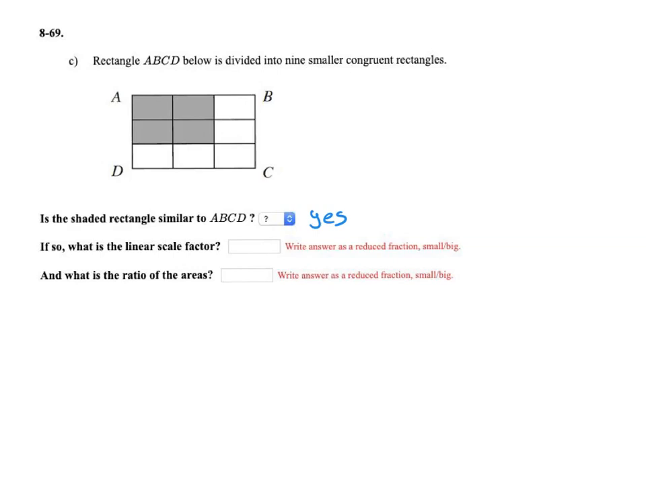So the next one says, if so, what is the linear scale factor? Well, we just wrote that down. That's going to be 2 over 3. And what is the ratio of the areas? The ratio of the areas, well, there are 4 shaded blocks out of 5, 6, 7, 8, 9 total. So that would be 4 out of 9.